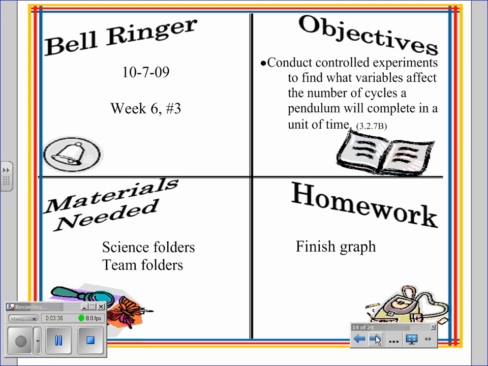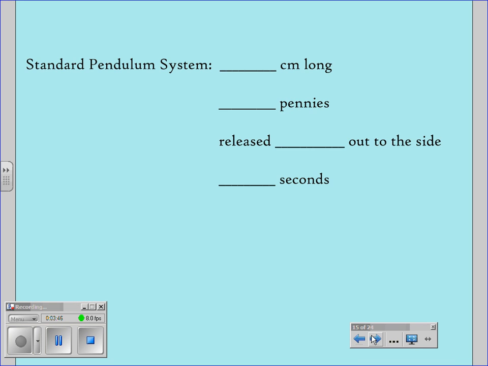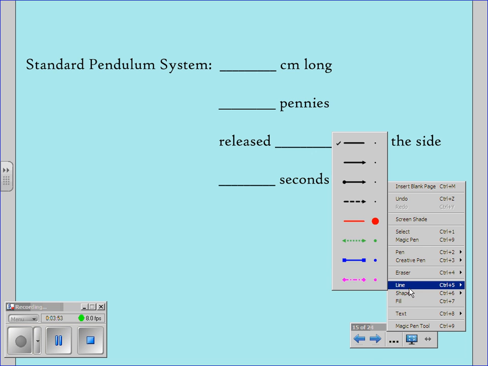So today we're going to conduct a controlled experiment to find out the variables affect the number of cycles a pendulum will complete in a unit of time. We'll be working on a graph, and to finish that graph is the homework. We're going to start by looking at a standard pendulum system. A standard pendulum system is what we used in class.